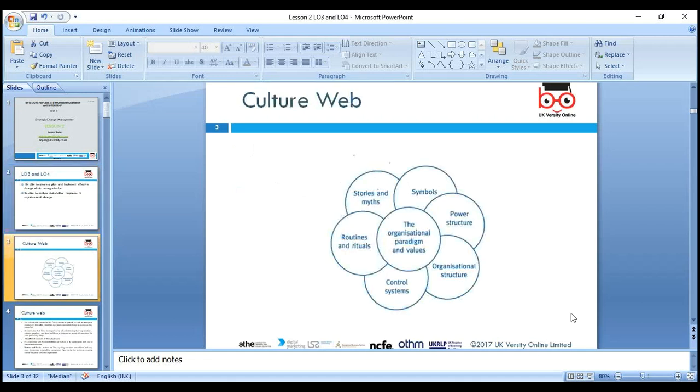Okay, any questions up to now? No. Okay, next we're looking at the cultural web as a model. So what is meant by culture first?